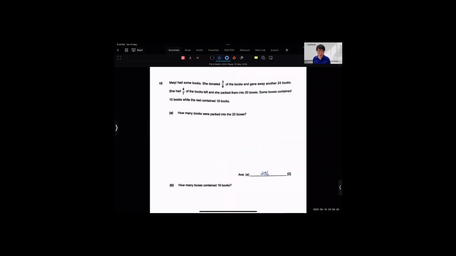She then had 4/7 of the books left, and she packed them into 20 boxes. Some boxes contain 10 books, while some contain 18 books.